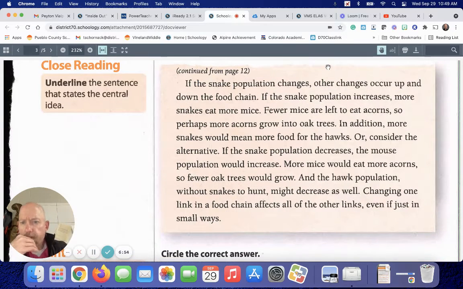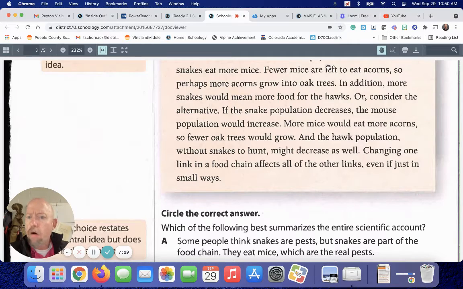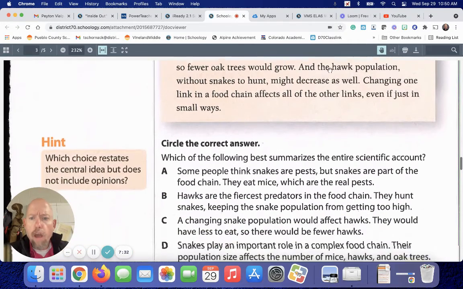If the snake population changes, other changes occur up and down the food chain. If the snake population increases, more snakes eat more mice. Fewer mice are left to eat acorns, so perhaps more acorns grow into oak trees. In addition, more snakes would mean more food for the hawks. Or consider the alternative. If the snake population decreases, the mouse population would increase. More mice would eat more acorns, so fewer oak trees would grow. And the hawk population, without snakes to hunt, might decrease as well. Changing one link in the food chain affects all the other links, even in just a small way.